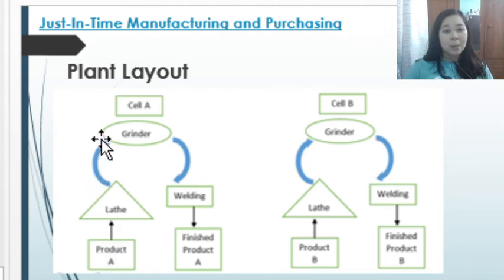And then here the worker will operate these three different machines or processes to produce product A, the same as that of product B. It's more multi-skilled, unlike that of the traditional manufacturing which requires specific skills. So this is how the plant layout would look under the JIT manufacturing.